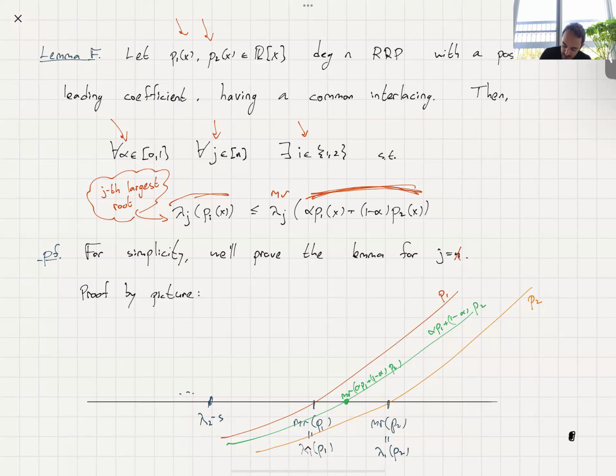And so this means that if this is a picture of P2 and P1, then everything in between, so alpha P1 plus 1 minus alpha P2 for alpha between 0 and 1, is something that looks like the green curve here, something in between. And you can see, right, that this is the max root of P1 and this is the max root of P2, and the max root of the green polynomial is going to be in between. And then you can kind of proceed by induction and show it's for every j, but we are only going to use it for lambda 1 and lambda 2, maybe.